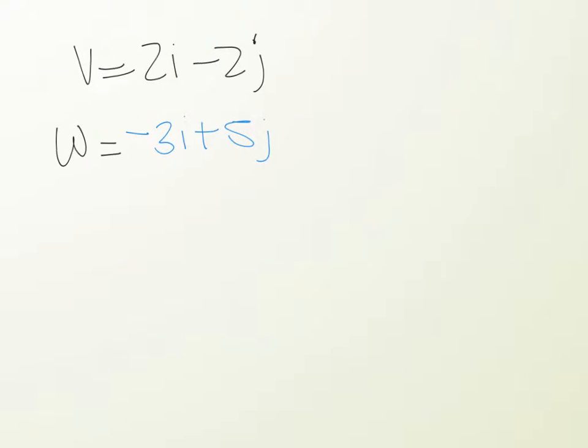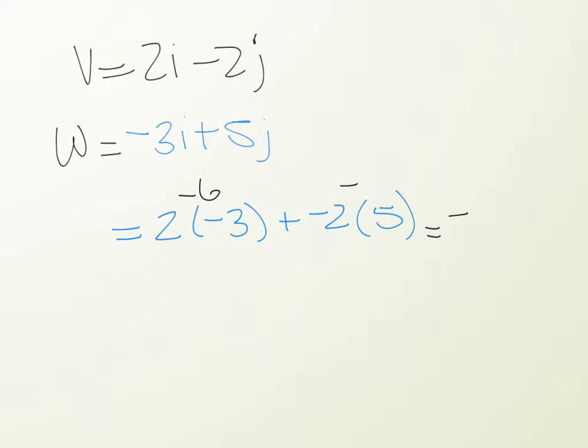Alright, so we have vector v, vector w, and remember to find the dot product, we're going to take a1 times a2 plus b1 times b2. And so we're going to get negative 6 for the first term, plus negative 10. So here I get negative 6, here I get negative 10, and that equals negative 16.